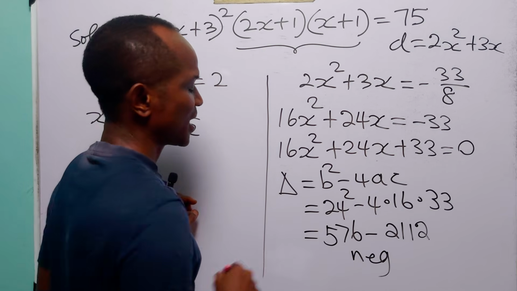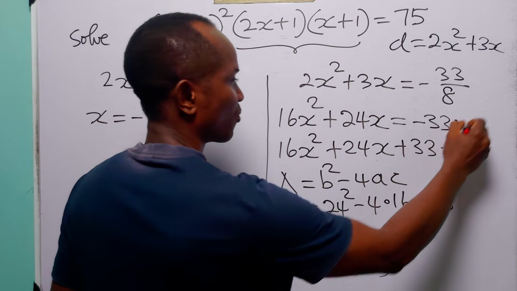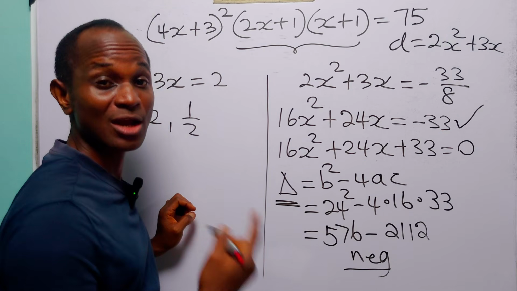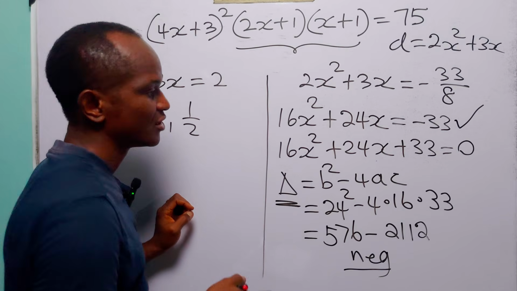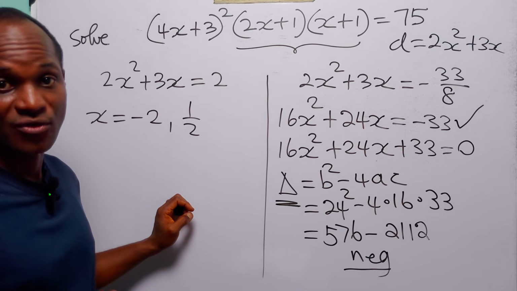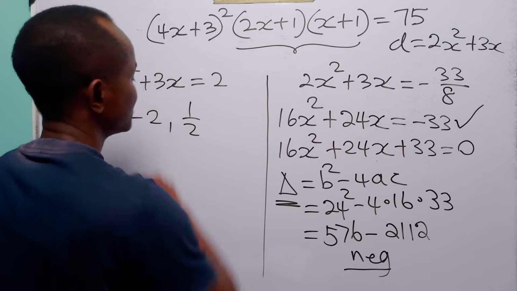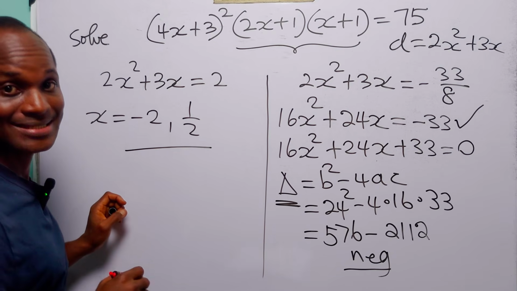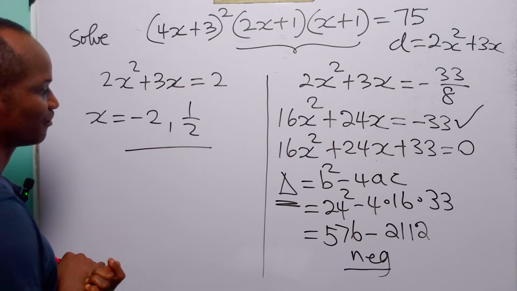And of course, you know that when the discriminant of a quadratic equation is negative, then that quadratic equation has no real roots. So, the only real values of x that satisfy this equation are x equal to minus 2 and x equal to half.